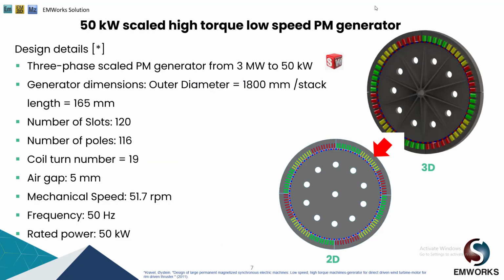So moving on to the design specification, we are going to design a 50 kilowatt high torque low speed permanent magnet generator whose outer diameter is 1800 mm with a stack length of 165 mm, as we can see in the 3D diagram. The number of slots is chosen to be 120, whereas the number of poles is 116. The coil turns were kept at 19 turns with an air gap of 5 mm. The mechanical speed at the base is set as 51 rpm with a frequency of 50 Hz.